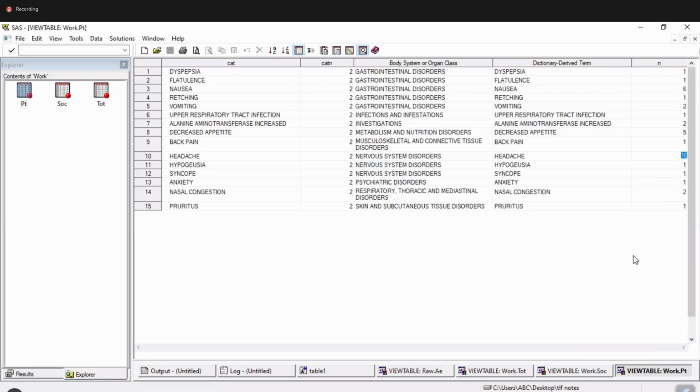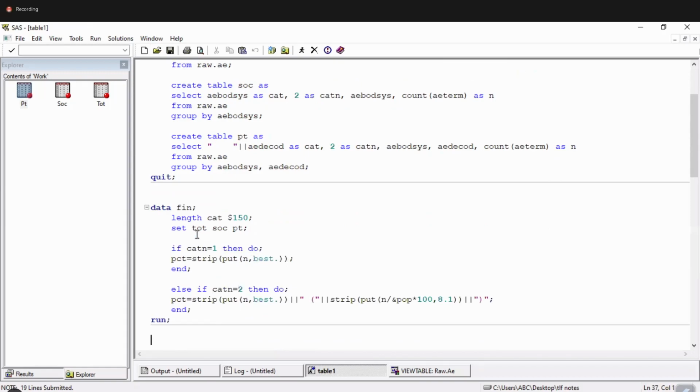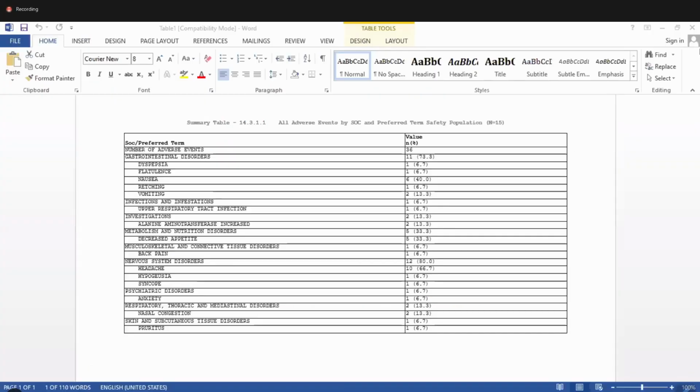You have three different data sets. Then for the next step, you have to combine all three. I'm going to set all three: set total data set, SOC data set, and term data set. But observe here, along with the total count, I need percentages also. So I'm going to derive the percentage.